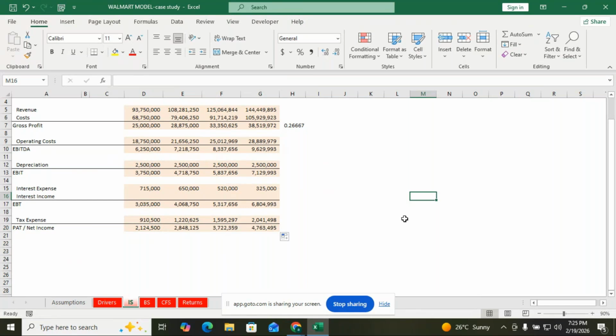Ma'am, we haven't done interest income here. What now? We haven't done interest income here, ma'am. Interest income, no. Only the interest expense is supposed to be computed. Okay, ma'am. Okay.